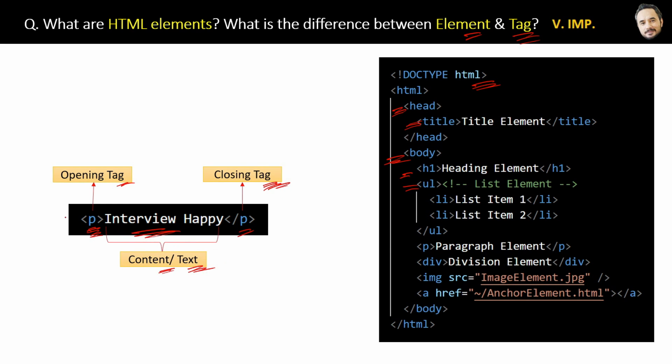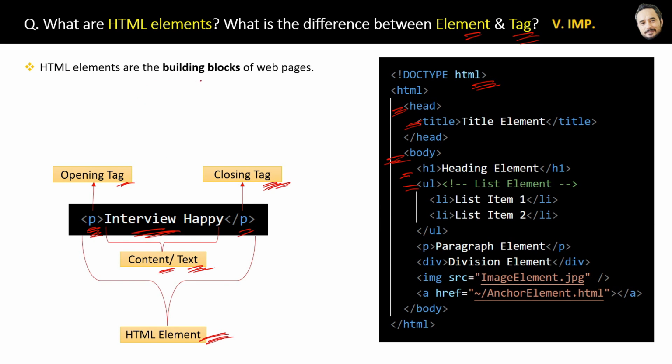Now as a whole, from start to finish, this is what? HTML element. So tags are just a part of the element. But yes, sometimes we use the names tag and element interchangeably. But now you know the reality. Now here is the first conclusion about the elements. HTML elements are the building blocks of web pages.